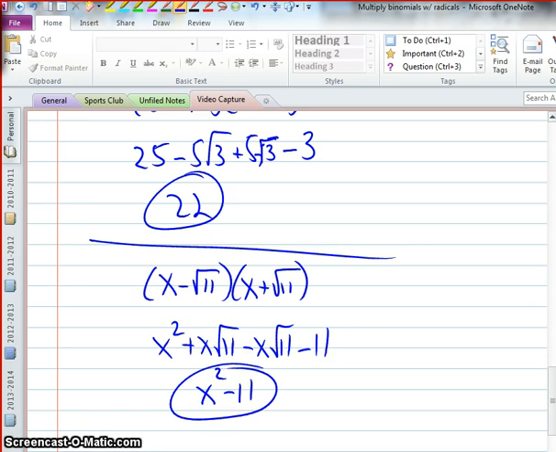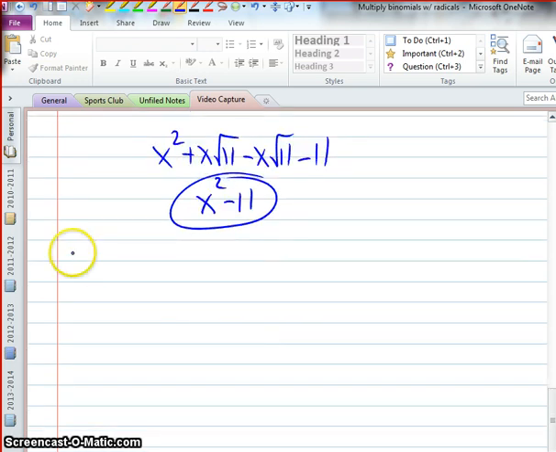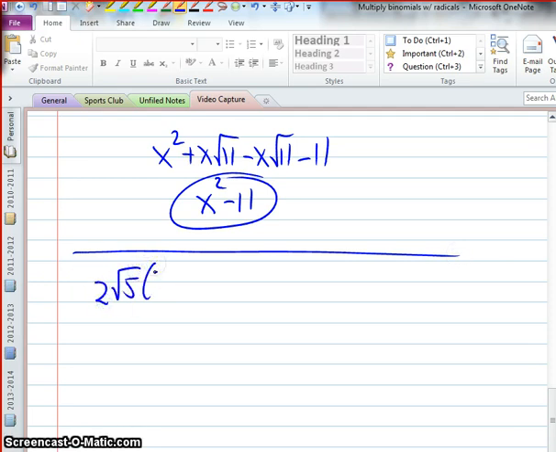And then I've got 3 more, and they are increasing in difficulty. The first one, 2 square root of 5 times 3 square root of 3 plus 4 square root of 5. Well, 2 square root of 5 times 3 square root of 3 is 6, right? We multiply the 2 times 3, and then inside the radical we have 5 times 3, which is 15. And then we have 2 square root of 5 times 4 square root of 5. So 2 times 4 is 8.